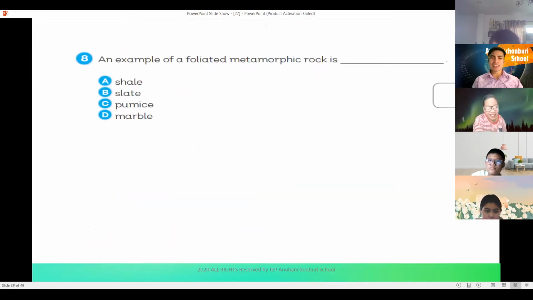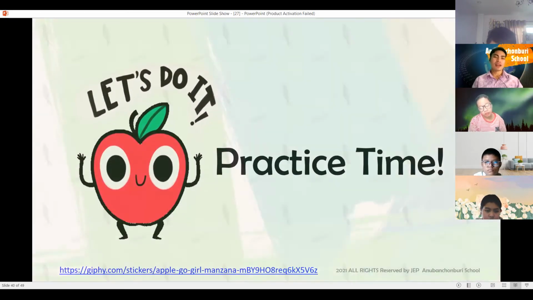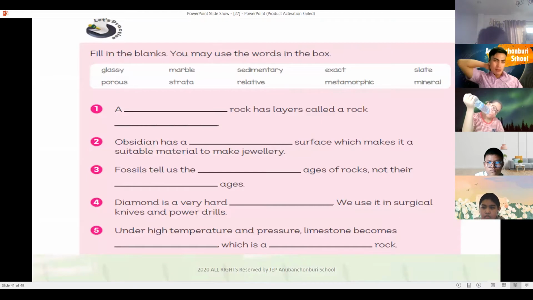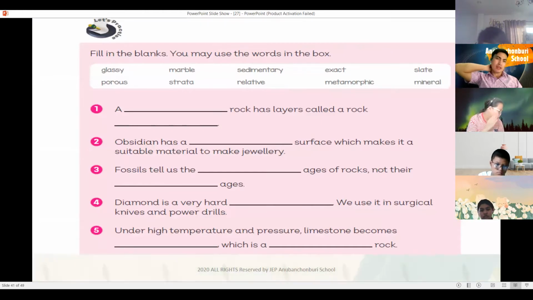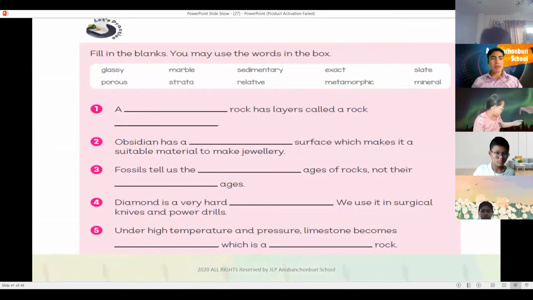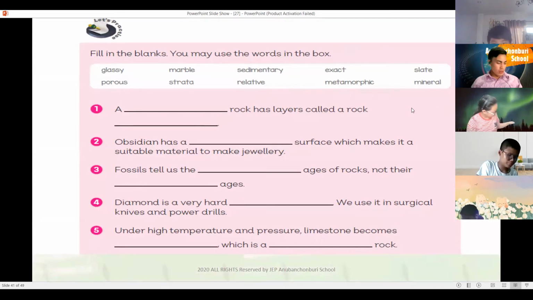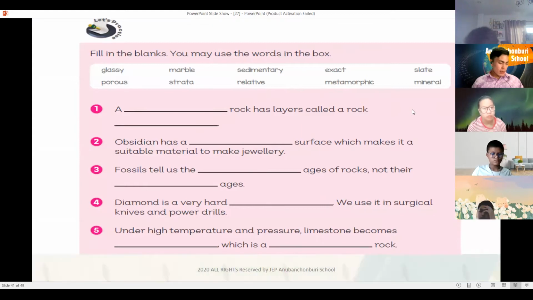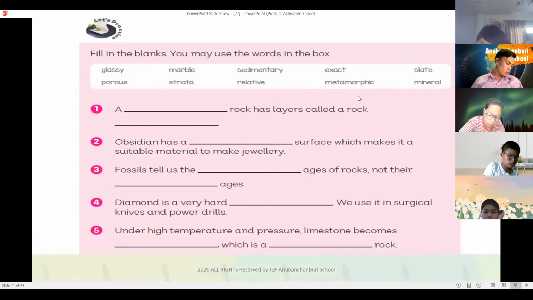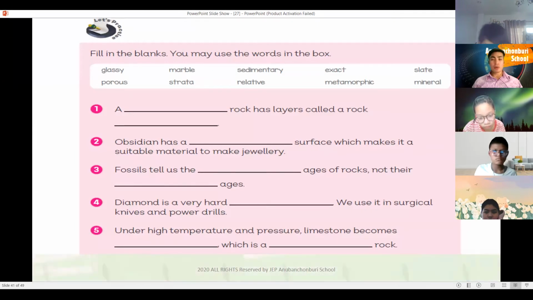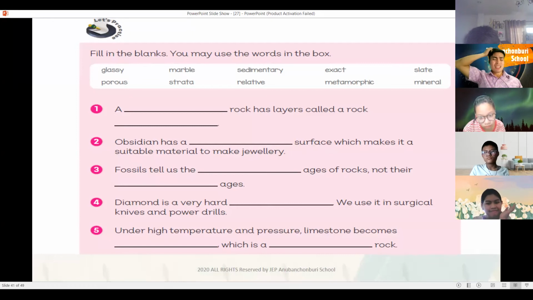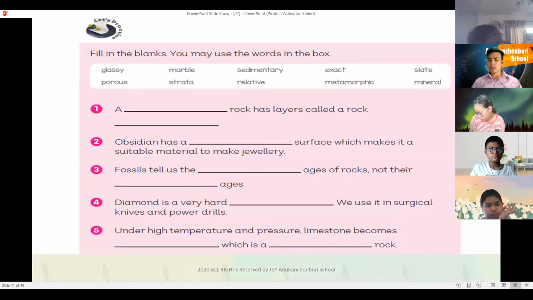Okay, and yeah, there's a lot of questions, but I think you can. Now, for your homework, everybody, I want you to answer this. I think it is found on page 110, right? That will be your homework because we don't have time. Page 110 will be your homework, and I'm sure you can finish this one easier. And then maybe I will check this next time.